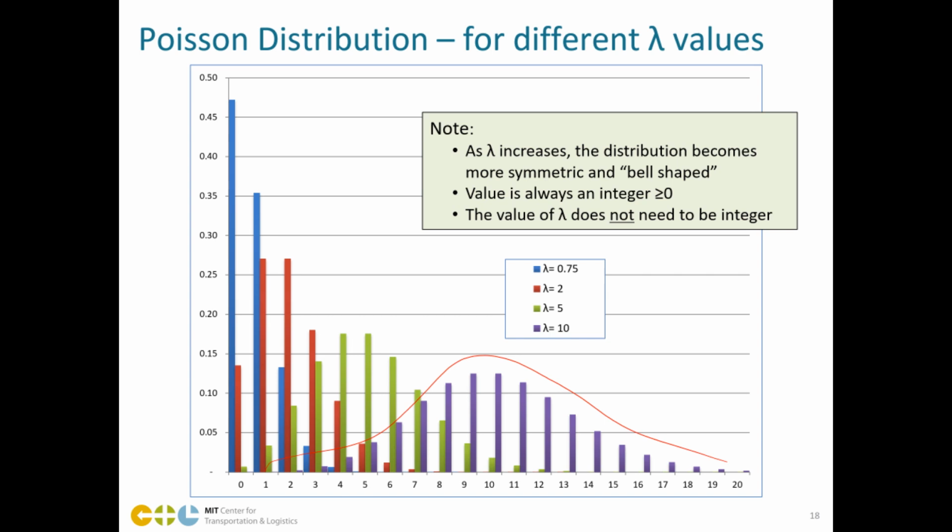Also, while the output of the Poisson are all integers, the lambda, which is the parameter, does not need to be an integer. I can have a lambda of 0.75, for example, because that's just the average or the variance.